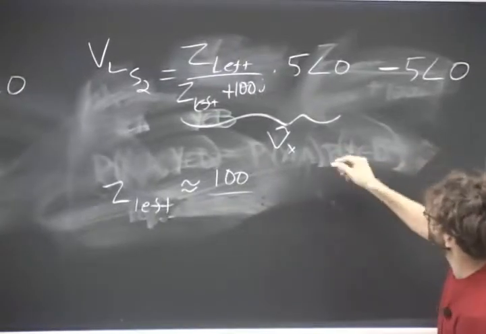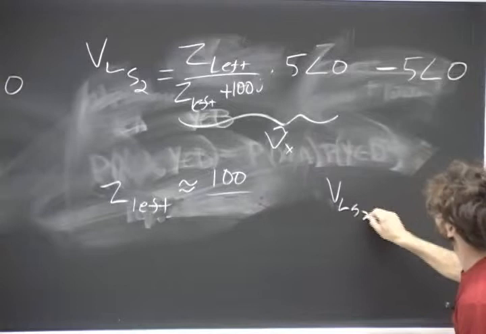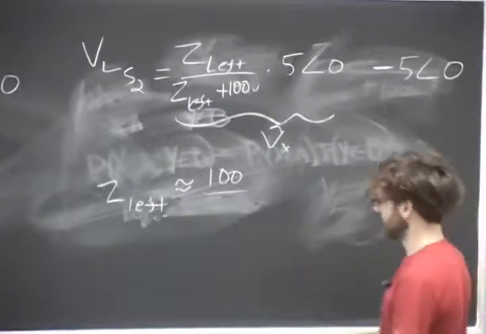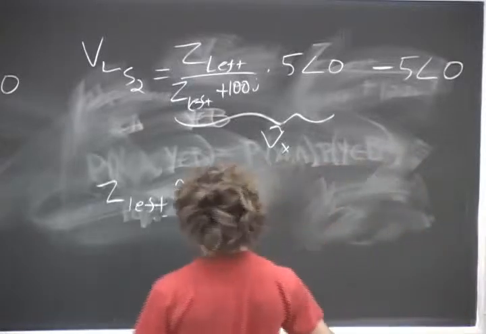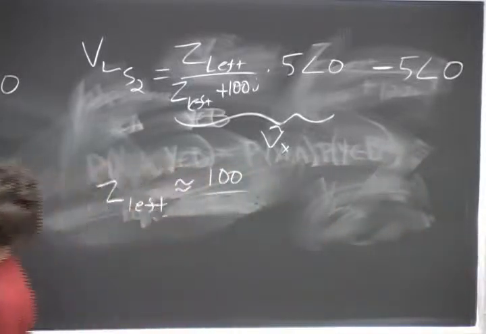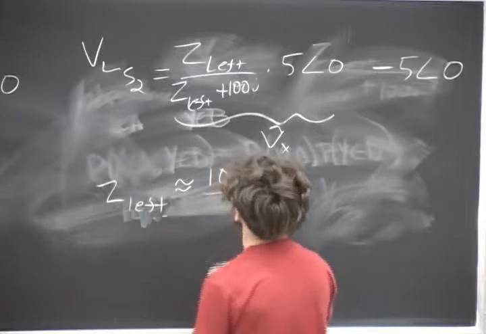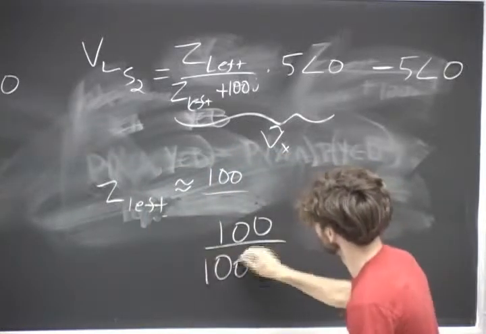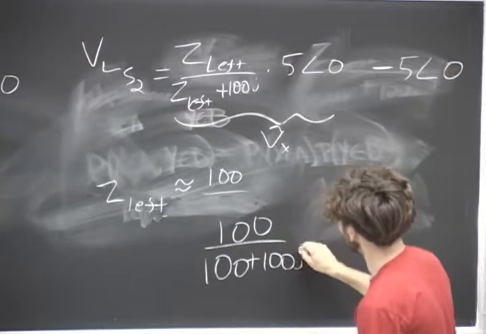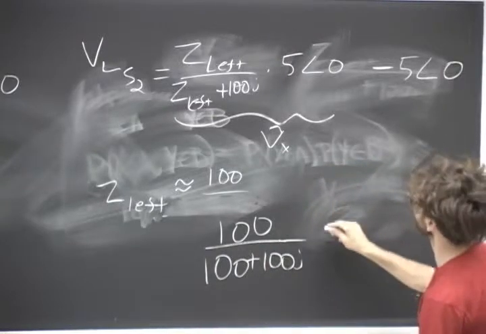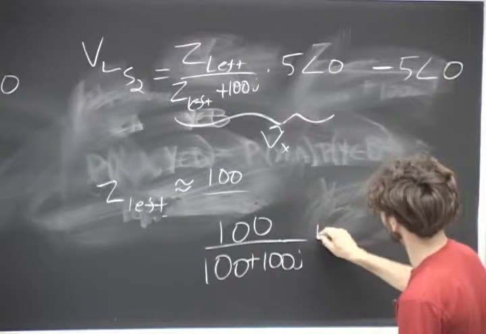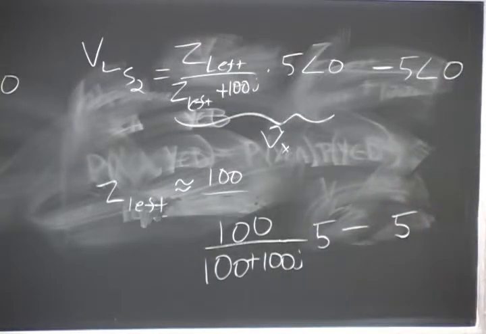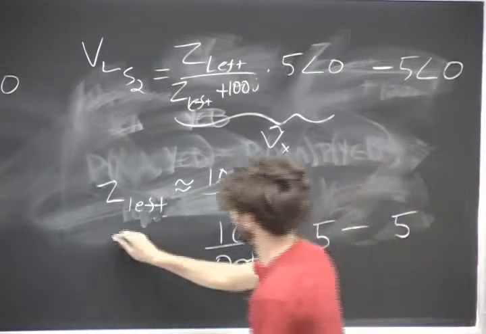And so that basically just means that VLS2 is 100, or sorry, okay. Z left is this box, that whole left side, because we were doing this voltage divider thing. So hopefully you can see that whole left side voltage divider style. I'll give you this. So this is 5 minus 5. Okay, so if we want to combine this all into one big expression, what will we need to do?